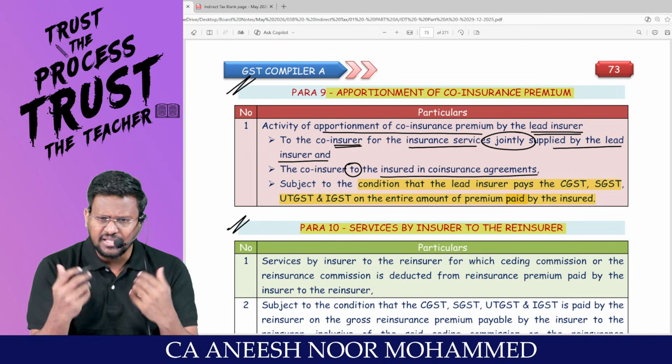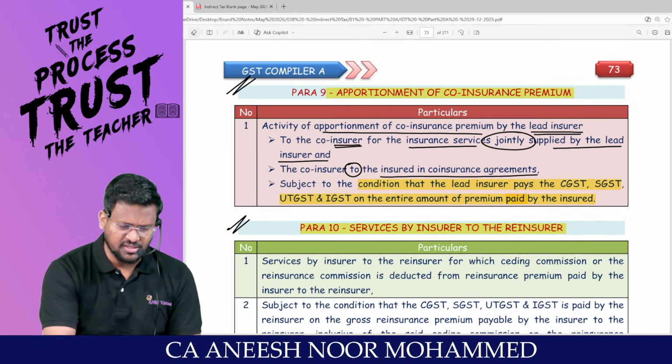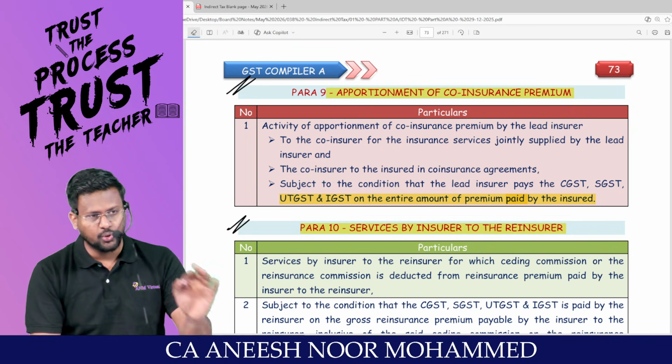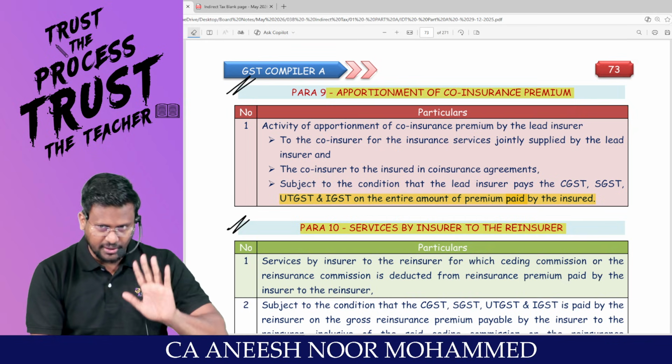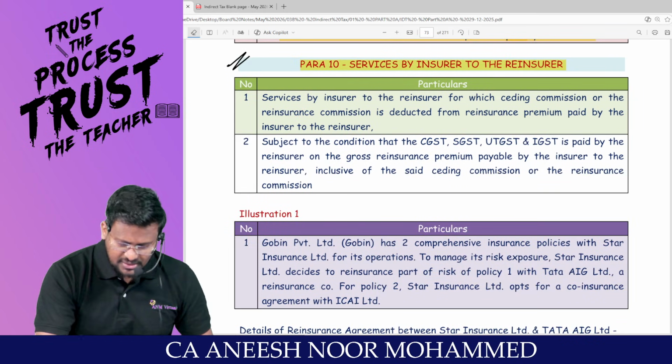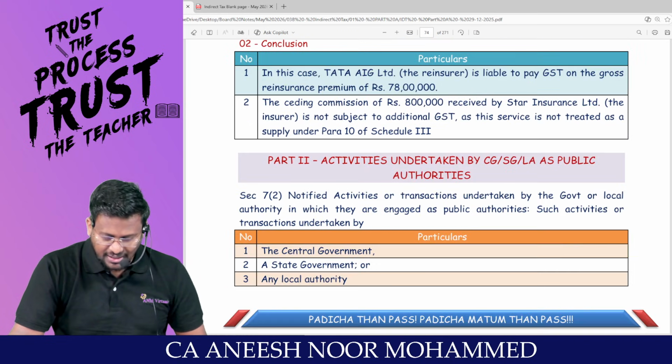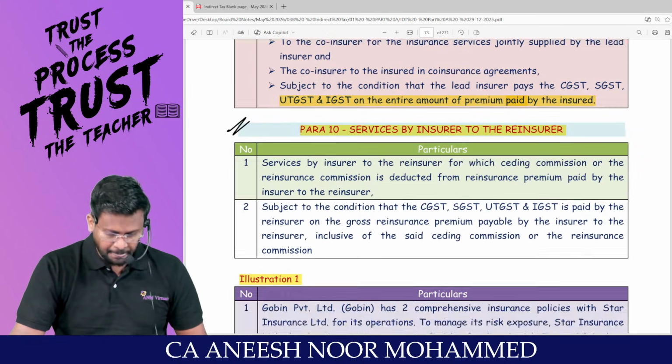This will be treated as neither supply of goods nor supply of services. I have not understood anything, sir. Okay, have you understood that one new item has been added? For the time being, that is enough. I'm reading this and I'm going to solve this illustration. Once I solve the illustration, you will understand what they are trying to say.